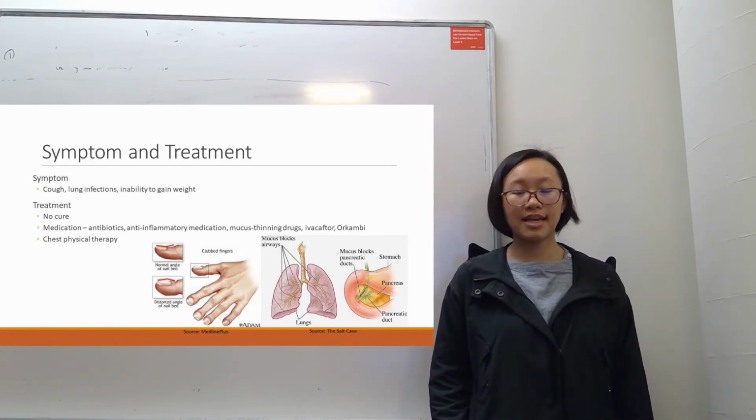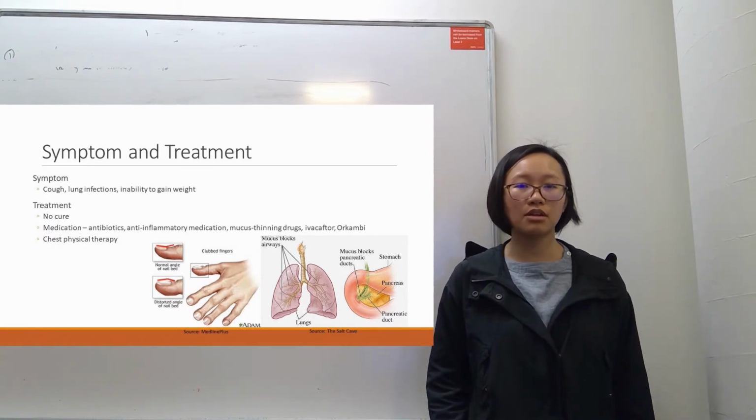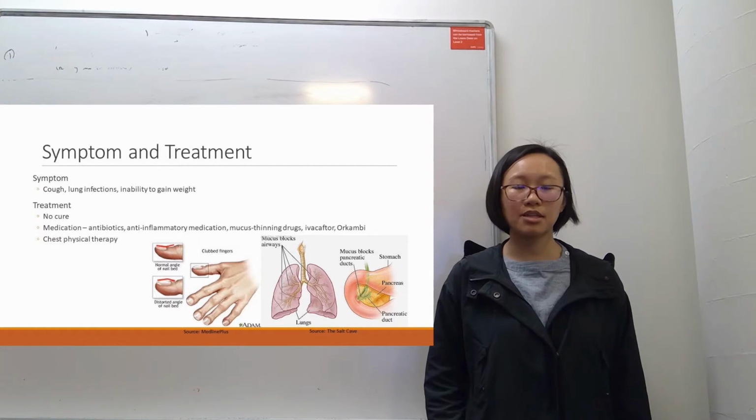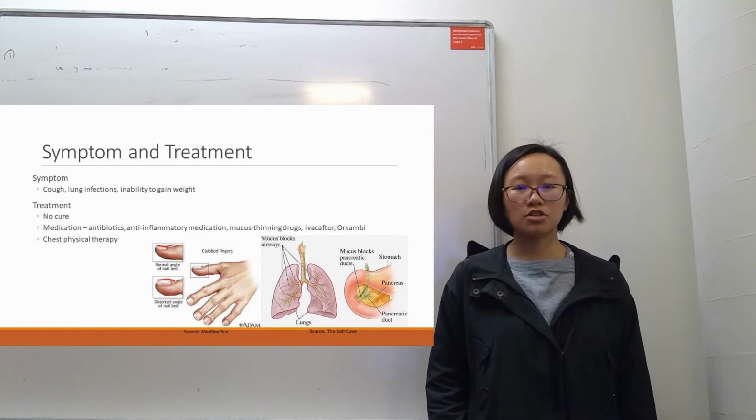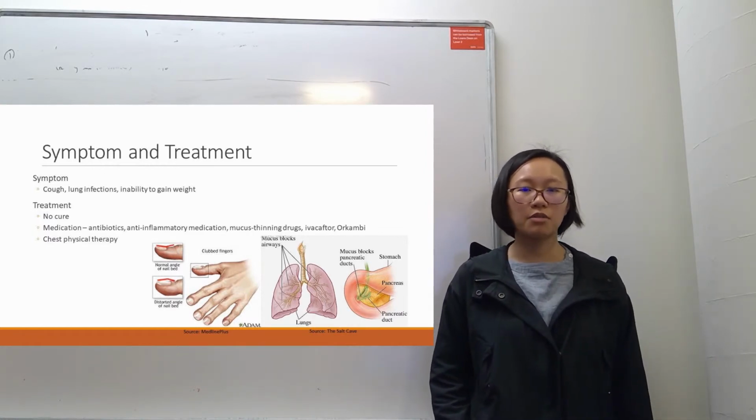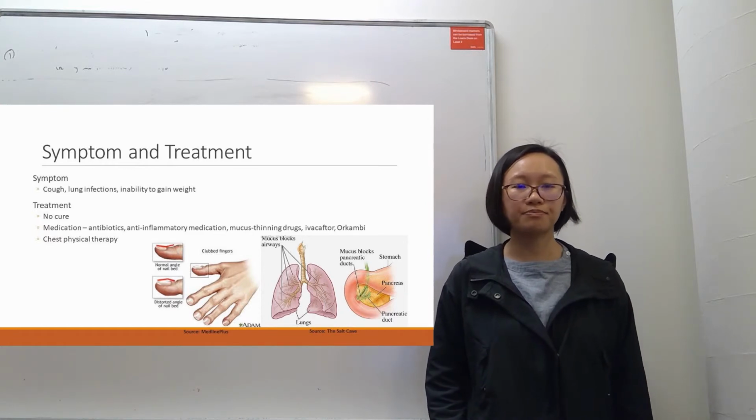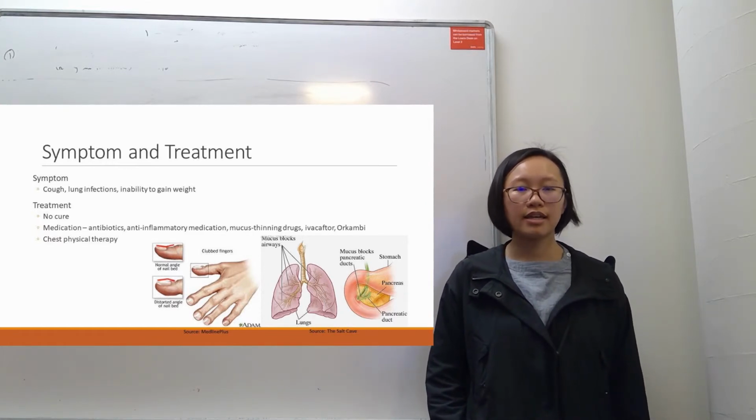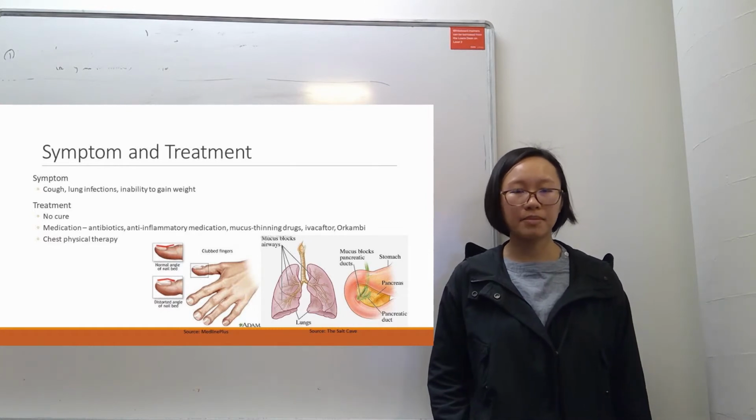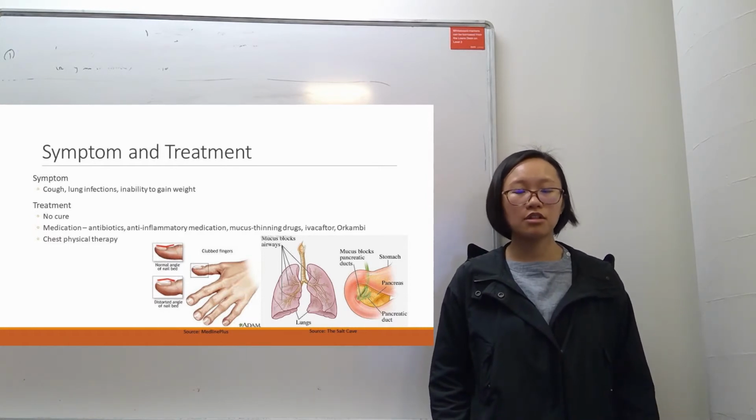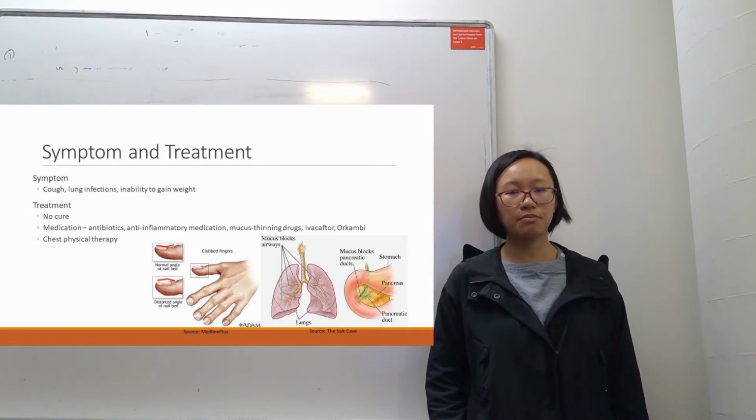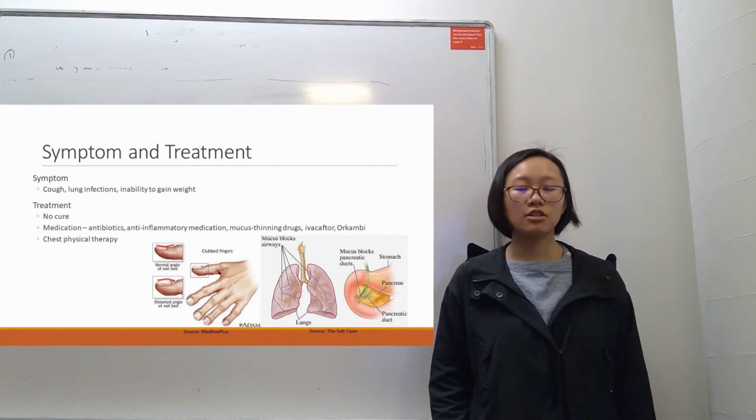The current treatment may include medications such as antibiotics to treat and prevent lung infections, anti-inflammatory medication to lessen the swelling in the lungs, and mucus thinning drugs to help cough the mucus and improve lung function. Other drugs may include Ivacaftor and Orkambi. We also have physical therapy, chest physical therapy to help loosen the mucus. But different classes of CF may use different treatment.